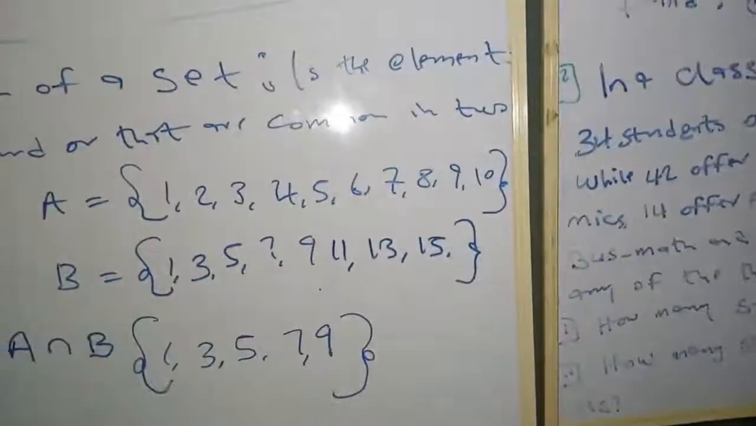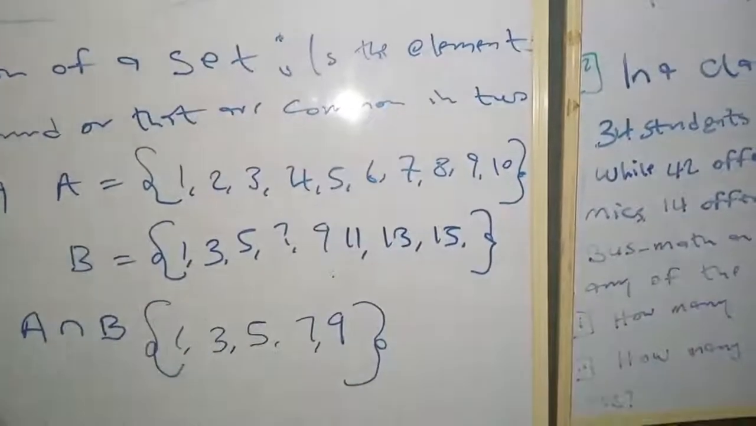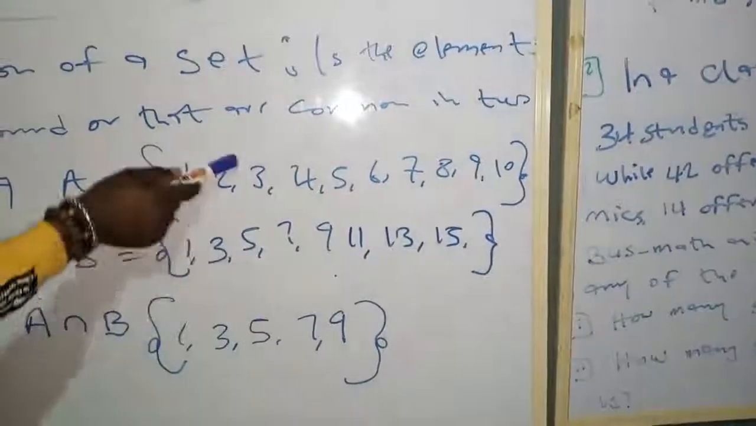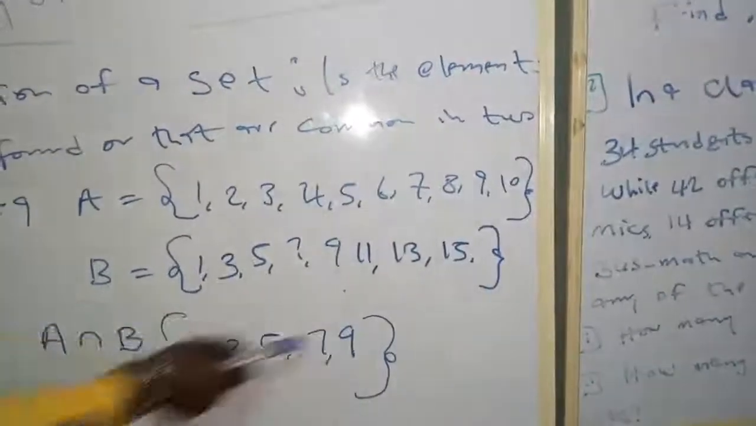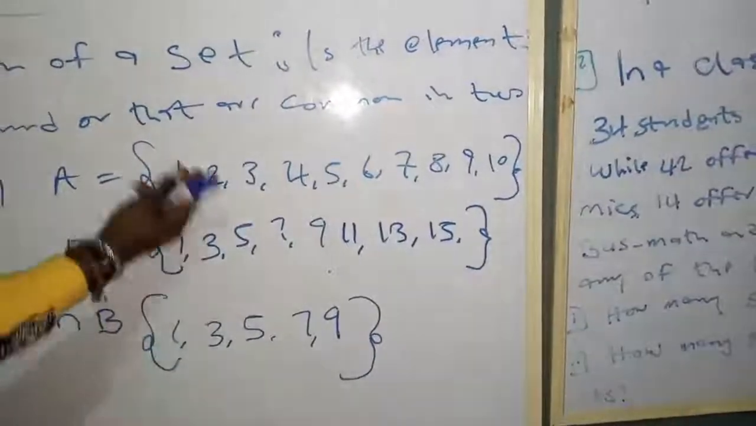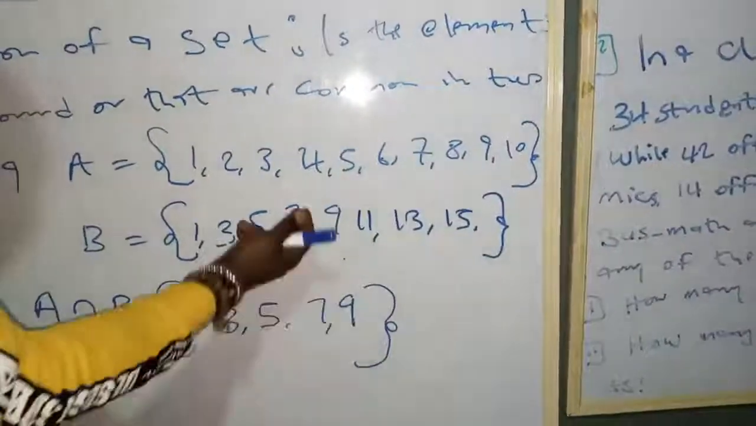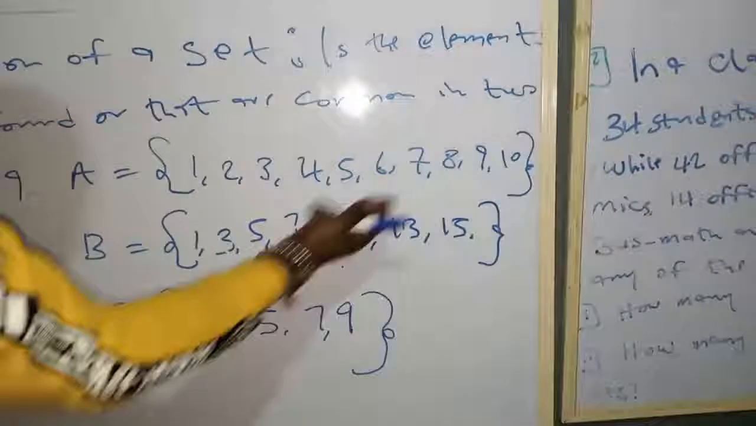Now, okay, let me put it like that. So now A intersection B will be any element that can be found in both sets, where they intersect, where they meet. They have 1, they have 3, they have 5, they have 7, then they have 9.